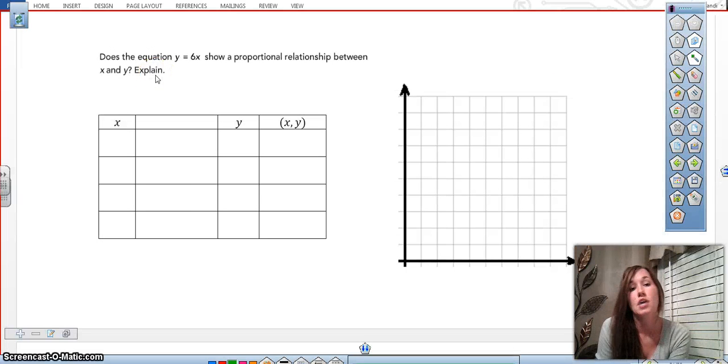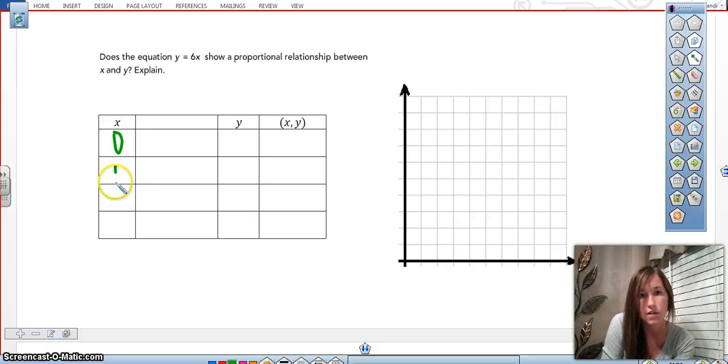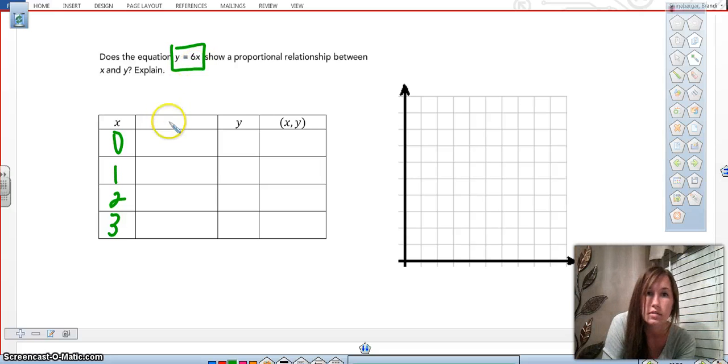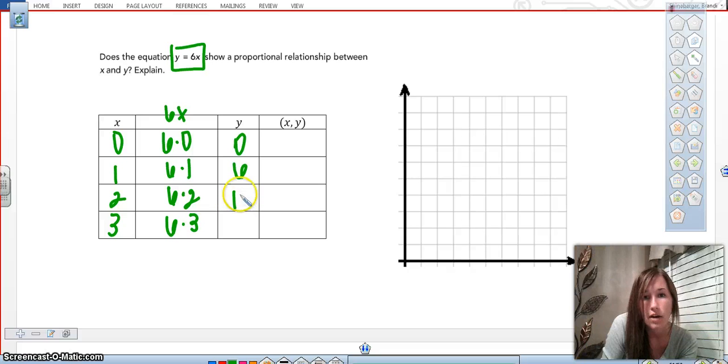Whenever you create a graph, you can use whatever x values you want. You might as well just use easy values. And you want to use a few so that you can get a real good picture of the graph. Now this equation or function rule is telling us to always multiply our x value times 6. So we would do 6 times 0, 6 times 1, 6 times 2, 6 times 3. And each time we would get our output value or our y value.